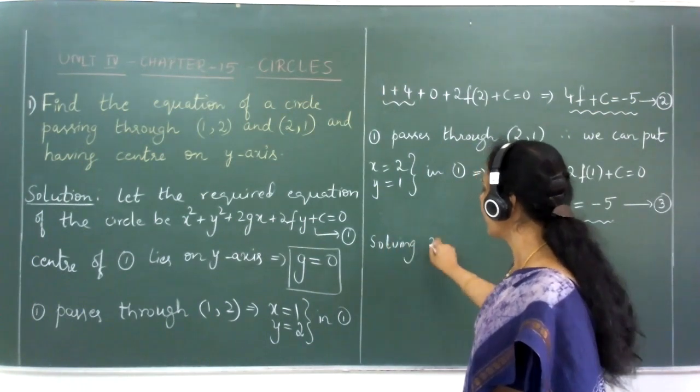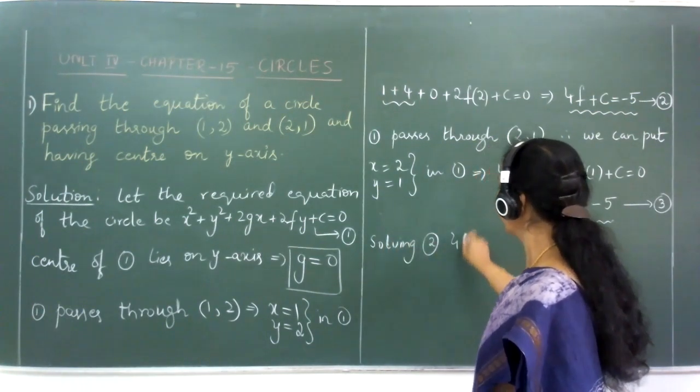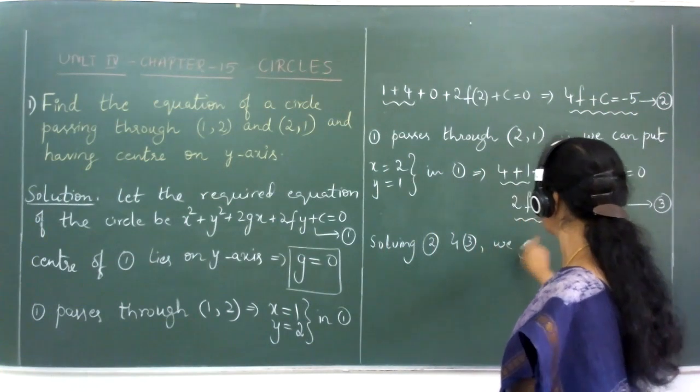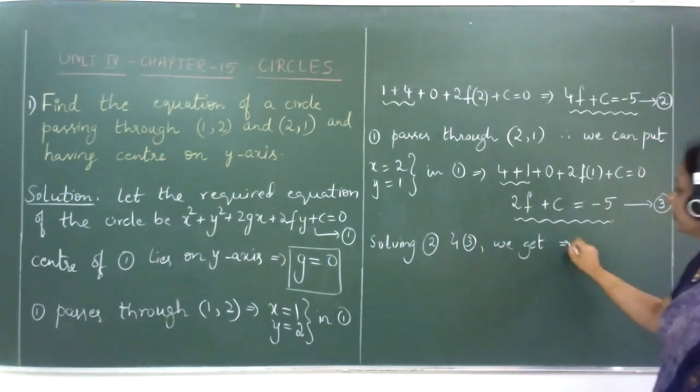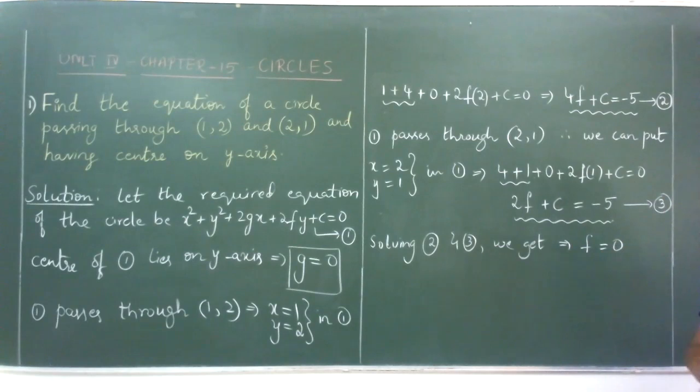So solving equations 2 and 3, we get the value for f equal to 0. I can subtract the two equations here, isn't it? When I subtract the two equations, plus c minus c will get eliminated. 4f minus 2f will be 2f. 2f equal to 0. That means you will find the value for f equal to 0.